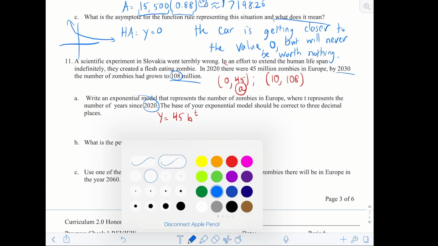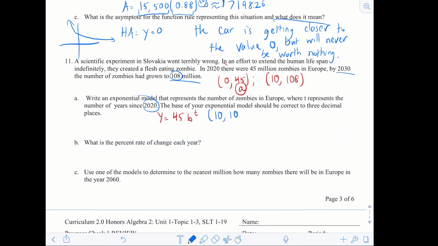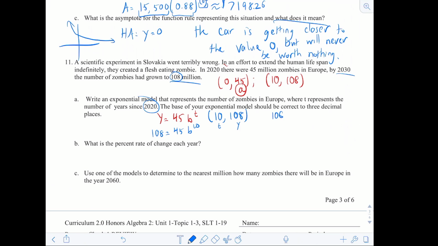Now we're going to use this second ordered pair to determine b. So 10, 108. This is going to act as my t value, and this is going to act as my y. So 108 is equal to 45 b to the 10th power. Let me guess, this is not going to divide evenly, is it? So I'm going to get 108 divided by 45. Does that even simplify down? Yeah, it does. Okay, that's going to give me 12 over 5, which I got by dividing 108 by 45. So 12 over 5 is equal to b to the 10th.